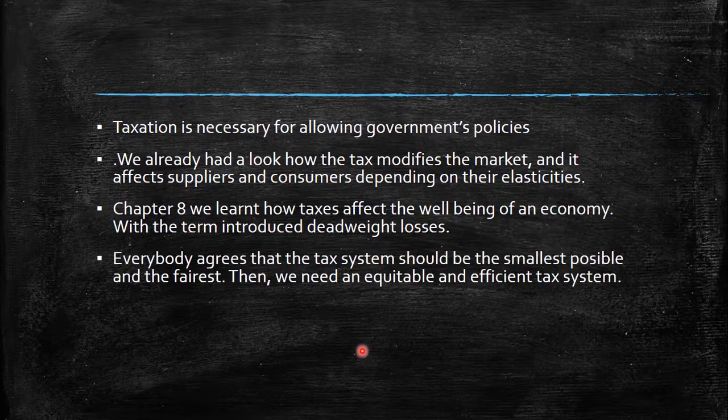At the end, when we already have this frame, we understand that everybody agrees that a tax system should be the smallest possible and the fairest. The idea is to arrive at an equitable and efficient tax system. But this is a trade-off, as with a lot of things in economics. If the tax is the most efficient one, likely it will not be very equitable, and the same in the other direction.